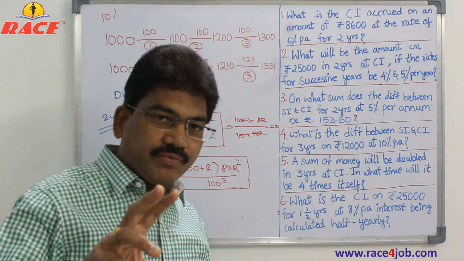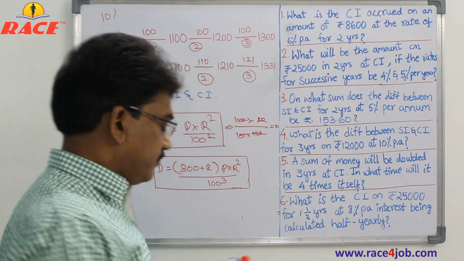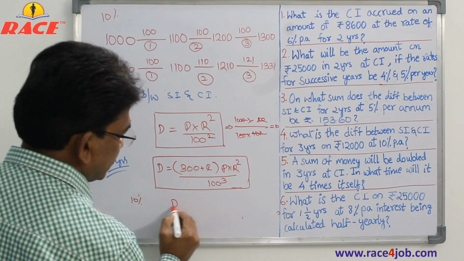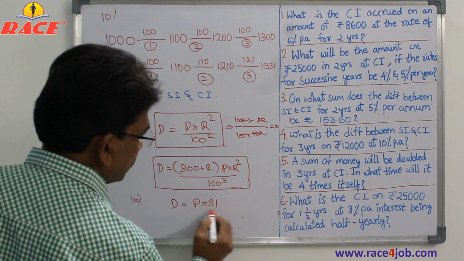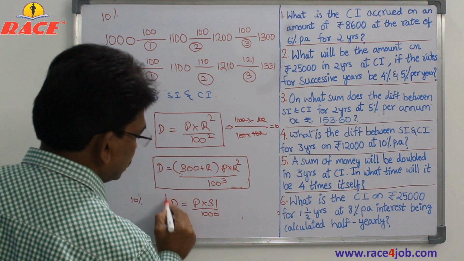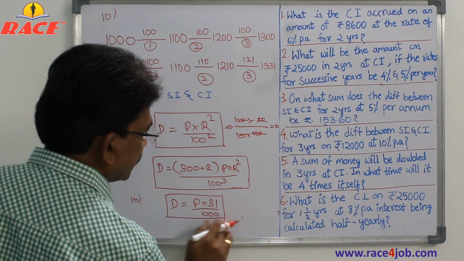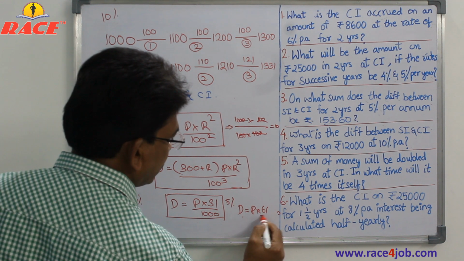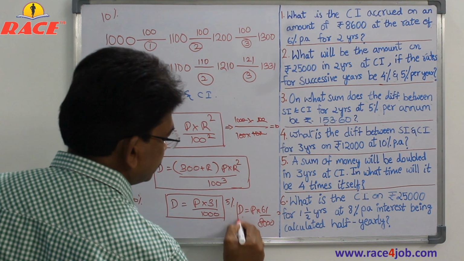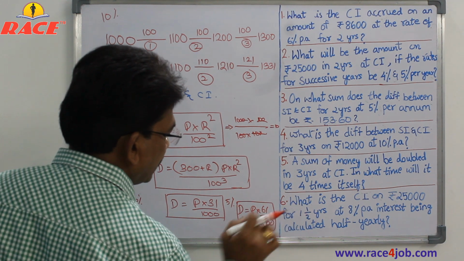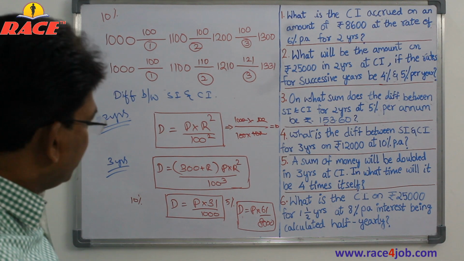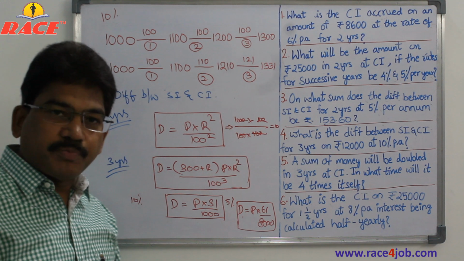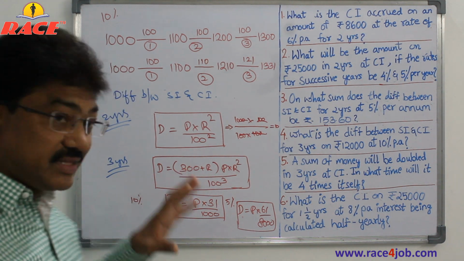So what I will do is give you 2 more formulas. If it is 10% rate, then the difference is P into 31 by 1000. If it is 5% rate, the difference is P into 61 by 8000. Remember these two formulae. Okay? If it is 10% rate, difference is P into 31 by 1000. If it is 5% rate, difference is P into 61 by 8000. This is for 3 years only.